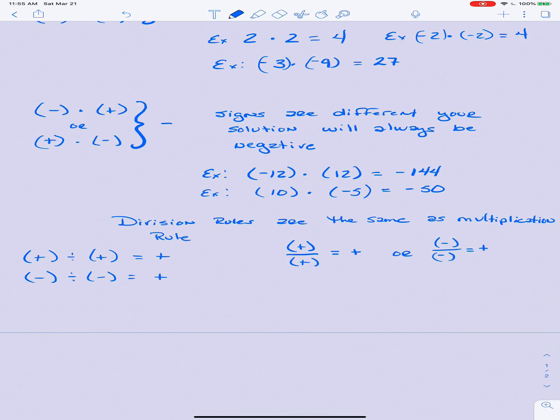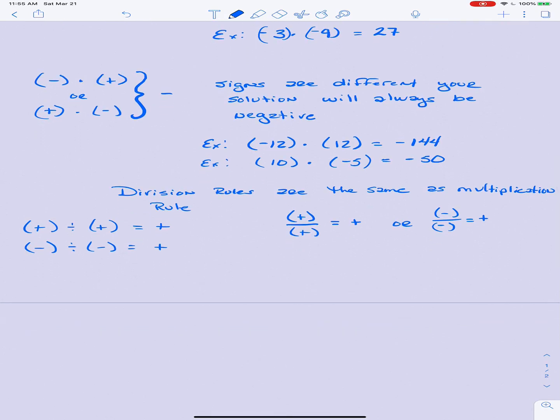Or if I have a negative divided by a negative, that's always going to give me positive. Now, unlike signs, again, if I have a positive divided by a negative, that will always be negative. Or if I have a negative divided by a positive, that's always going to give me negative. And if you want to do the division with fractions, a positive divided by a negative will give me a negative, or a negative divided by a positive will always give me a negative.